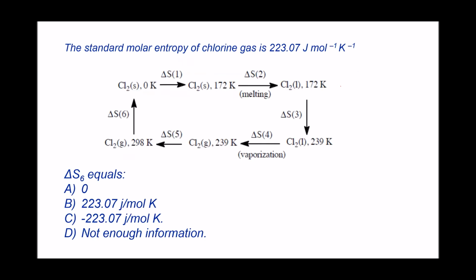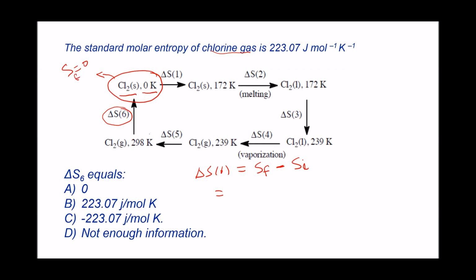Let's go back to this example right here. The question is asking us to calculate the value of delta S6, and as we know, the change in entropy for any process is going to equal the entropy of the final state of the system minus the entropy of the initial state of the system. The final state of the system is a solid at 0 Kelvin, which according to the third law of thermodynamics is going to have an entropy of 0. So the final entropy of the system is 0.